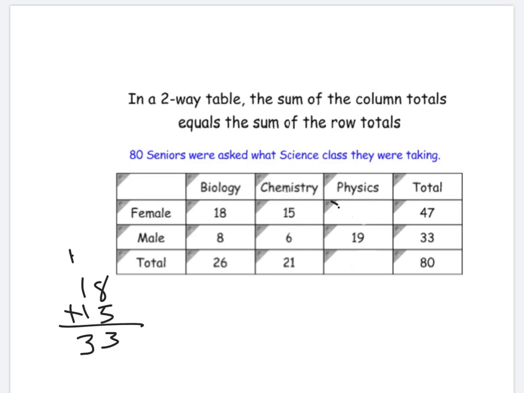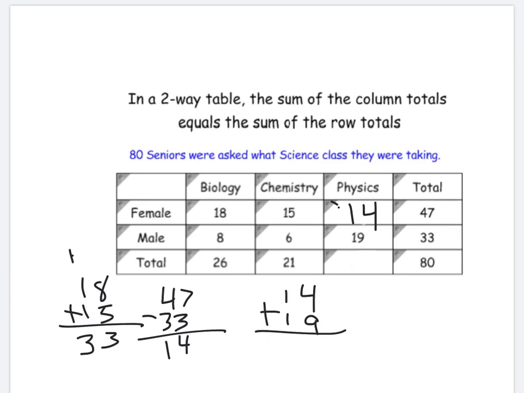In order for me to figure out how many are in physics, I have to take the total, which is 47, and subtract the ones that we've already used, which is the 33. 7 minus 3 is 4, and 4 minus 3 is 1. So that means there are 14 girls that are in physics. So I can now find the total in physics, because a total is the number of girls and the number of boys added together. So I have 14 plus 19, which would give me 4 plus 9 is 13, and 1 plus 1 plus 1 is 3. So that means there would be 33 students who are in physics.